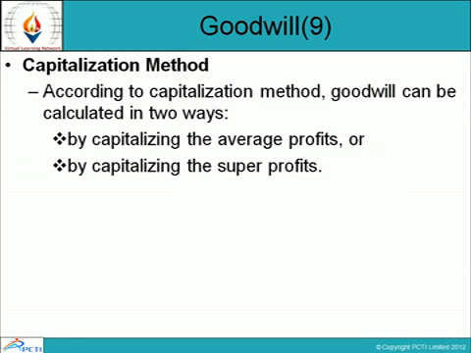And the third one is the capitalization method. According to the capitalization method, goodwill can be calculated in two ways. Number 1, by capitalizing the average profit. Number 2, by capitalizing the super profit.